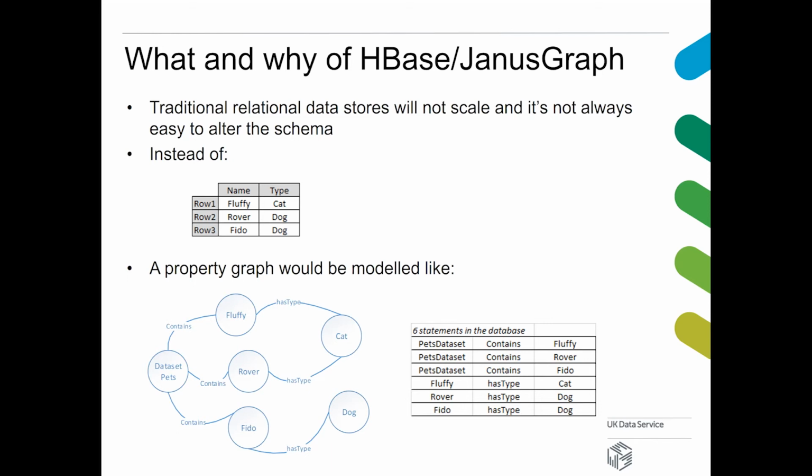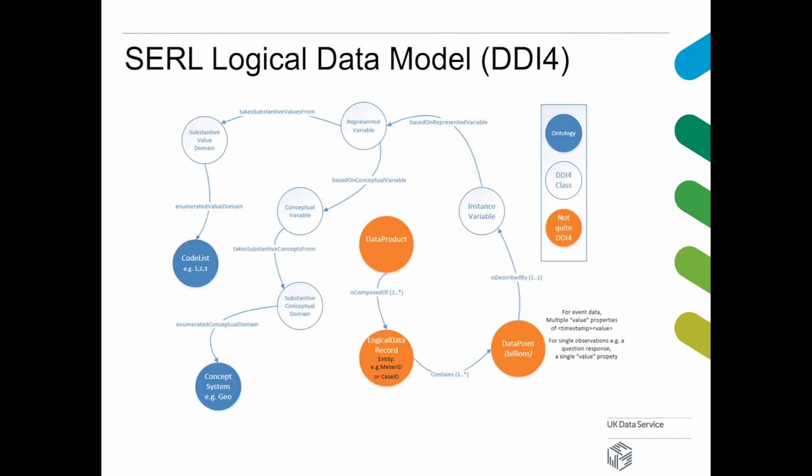Okay, so for the Smart Meter logical data model, which is based on DDI4, what we do underneath the hood in the real world is that we essentially maintain literally billions of data points within Janus Graph, which itself sits on an HBase key value store. And for each of these data points, we contextualize them, we assign an instance variable to them and a logical data record. Now, in simple terms, that's effectively assigning a row and column coordinate to a particular data point.